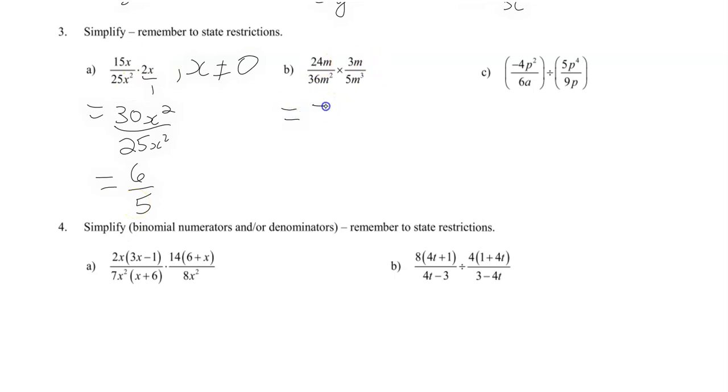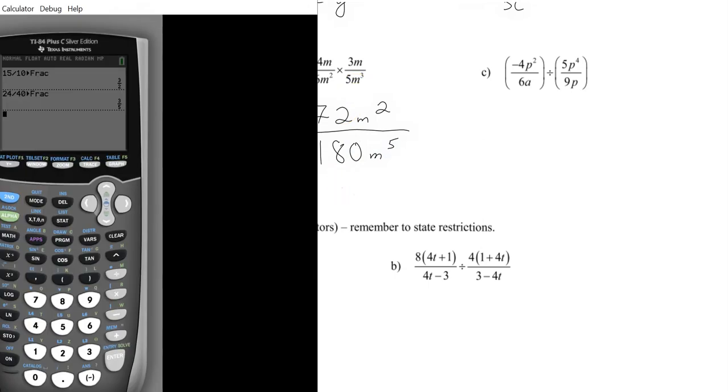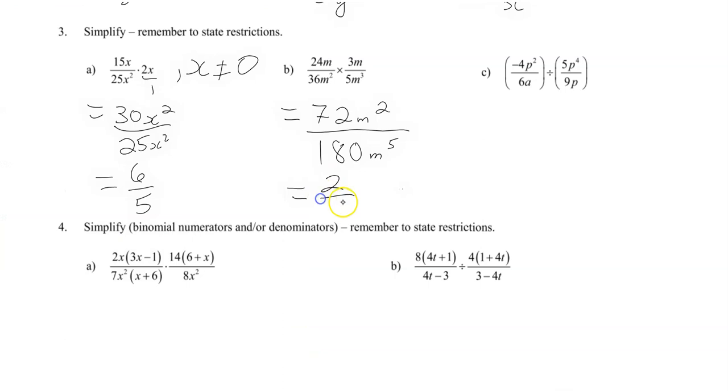Here, okay, let's just do the same thing. Let's just multiply it out. And 36 times 5 is 180 m to the 5th. 72 over 180. Okay, hey, we got calculators. Let's use them. 72 divided by 180. Math, enter, enter. That's 2/5. So 2 over 5. Bigger one in the bottom. How much bigger? 3. Okay, m to the 5th, m squared, bigger is in the denominator. It's 3 bigger.